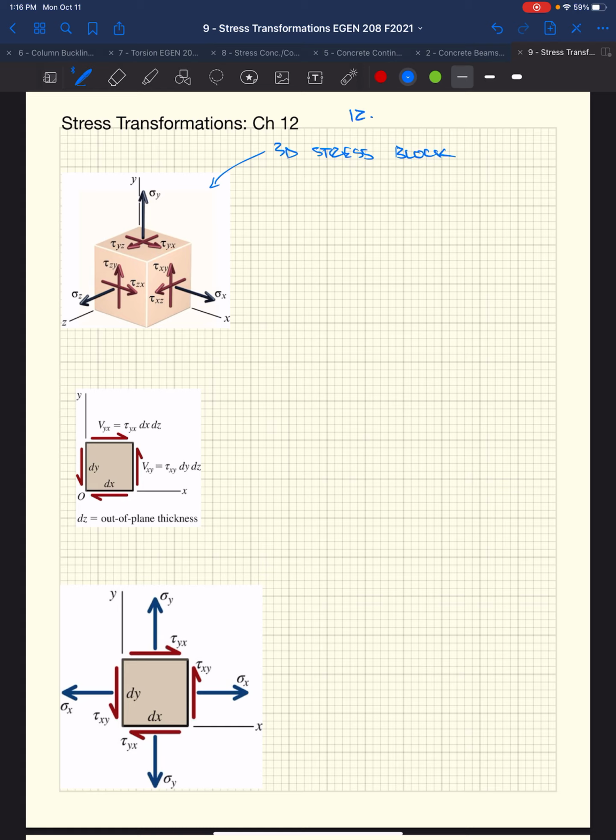Oh, and this is chapter 12, sections 1 through 11. Okay.